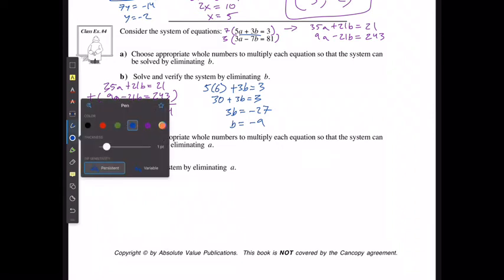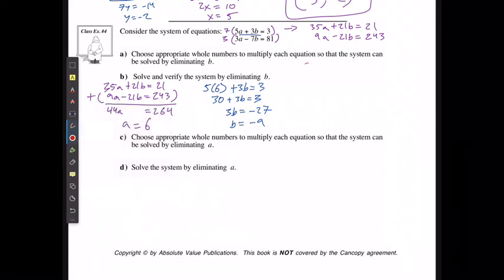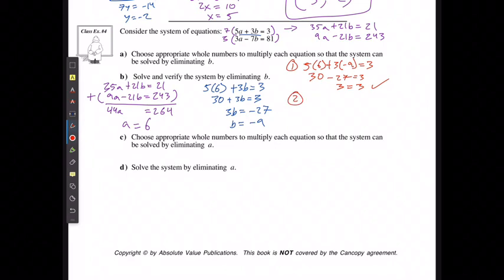Let's verify these. For equation 1, 5 times 6 plus 3 times negative 9 is equal to 3. 30 minus 27 is equal to 3. 3 is equal to 3, and that one works. For equation 2, 3 times 6 minus 7 times negative 9 is equal to 81. 18 plus 63 is equal to 81. 81 equals 81, and that works.